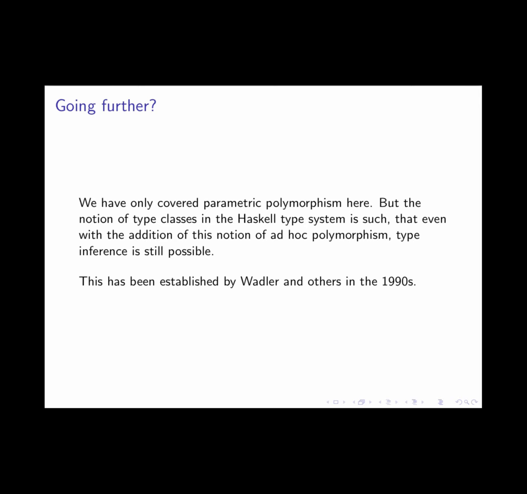Now, of course, we've only covered parametric polymorphism. In Haskell, there's ad hoc polymorphism as well. We've got type classes. It turns out that even with type classes, type inference is still possible, and this is a fact that we know from results by Wadler and others in the 1990s. I'm not going to go into it here, but with the addition of type classes, nothing goes awry, and that's at least nice to know.